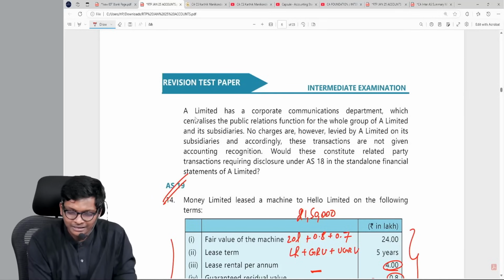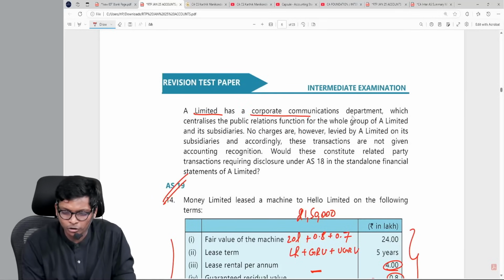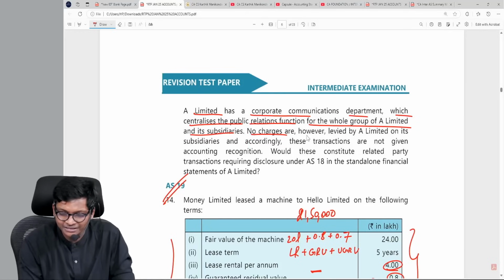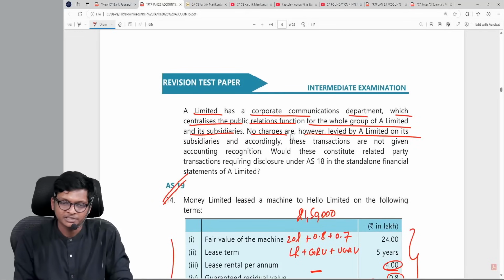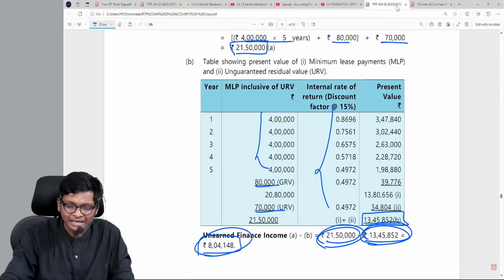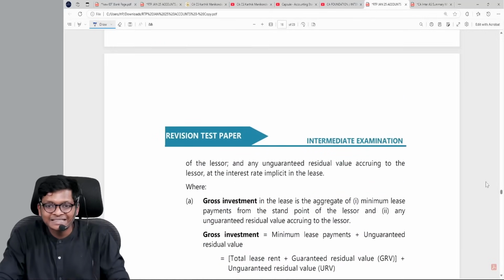So they're asking: a limited company has a corporate communication department which centralizes the public relations function for the whole group of A Limited and subsidiaries. No charges are however levied by them. So that's the basic core. Answer: should I disclose? Yes.